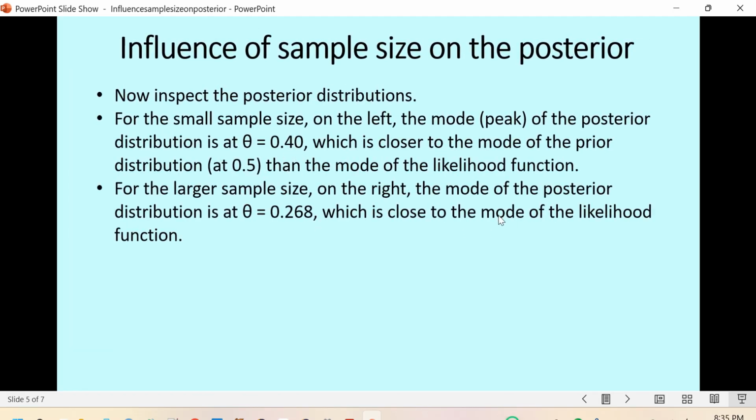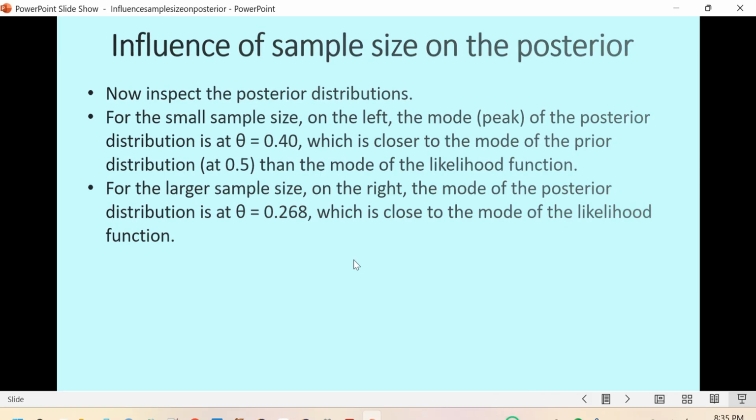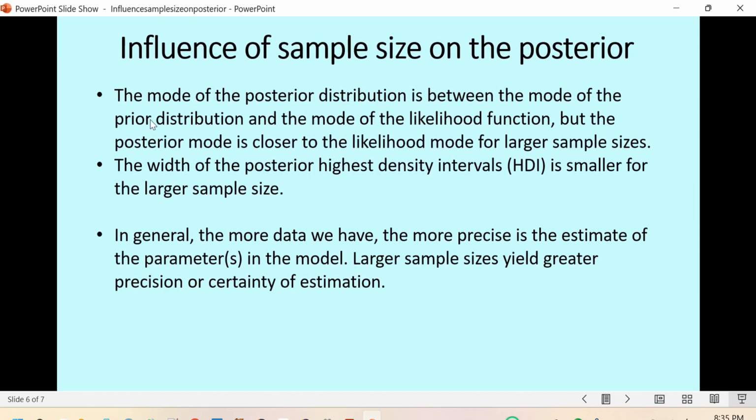So this is what we have seen in the figure. On the left, the mode peak of the posterior is at 0.4, which is close to the mode of the prior rather than the mode of the likelihood function. And for the large sample size on the right, the mode of the posterior is 0.268, which is close to the mode of the likelihood function. So we can draw some conclusions. The mode of the posterior is between the mode of the prior and the mode of the likelihood. But the posterior mode is close to the likelihood for the large sample size.